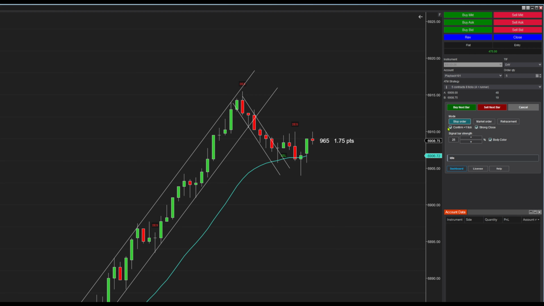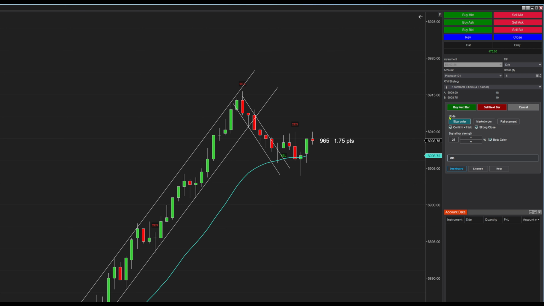And then this strong close just means that the bar, if it's a bull bar, it has to be green, and if it's a bear bar, it has to be red. And that's defined here. This has to be checked, and it just means that the buy bar close has to be above open, sell bar the close has to be below the open.